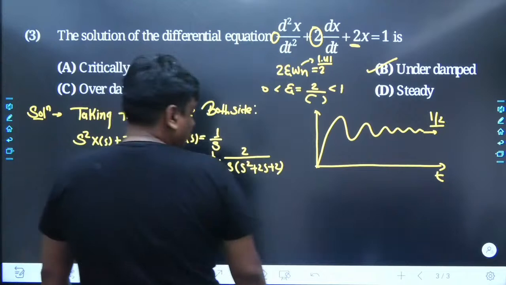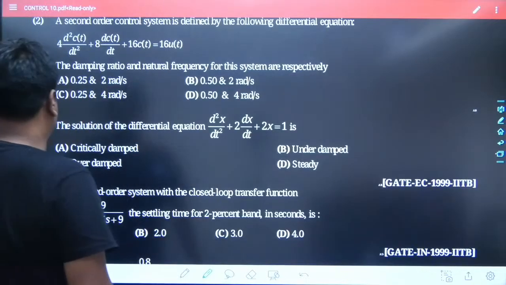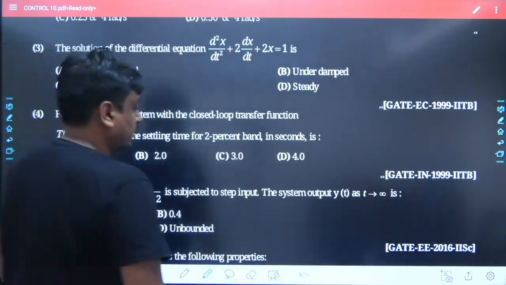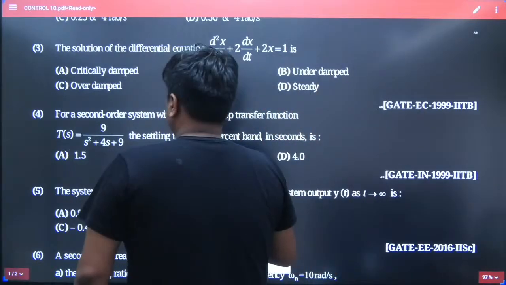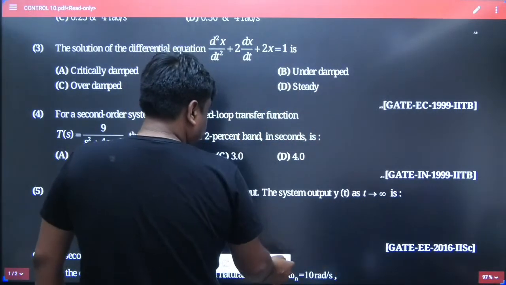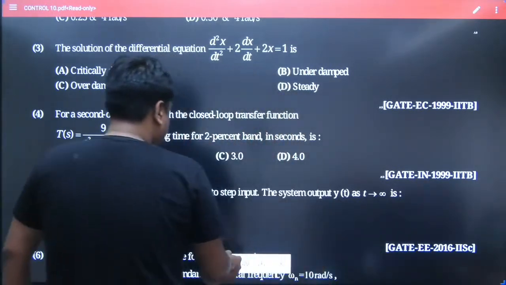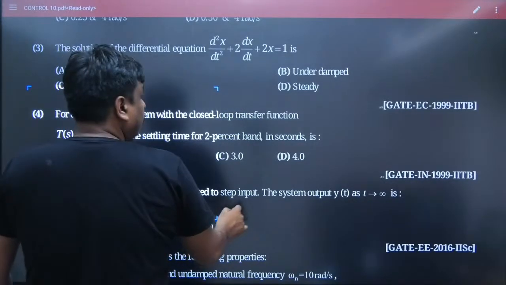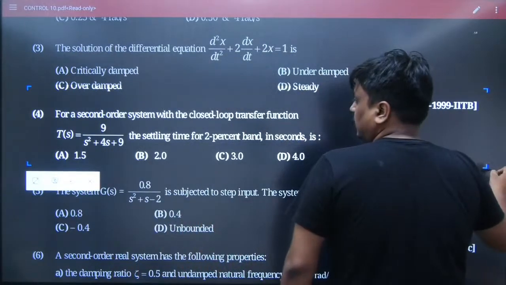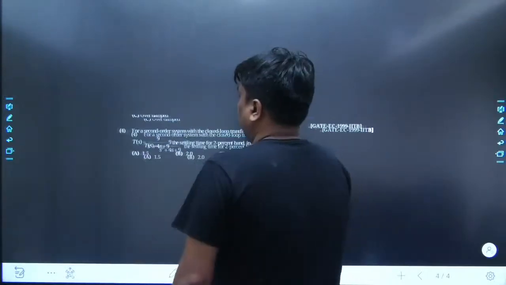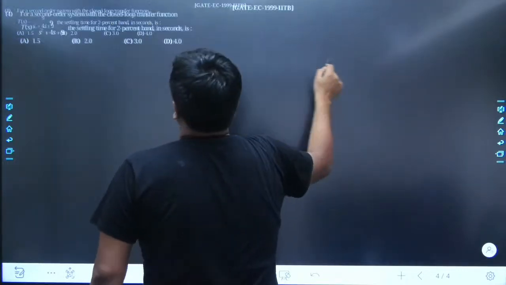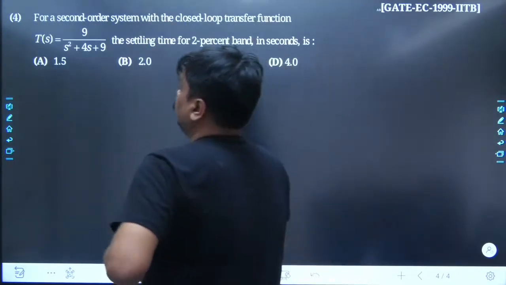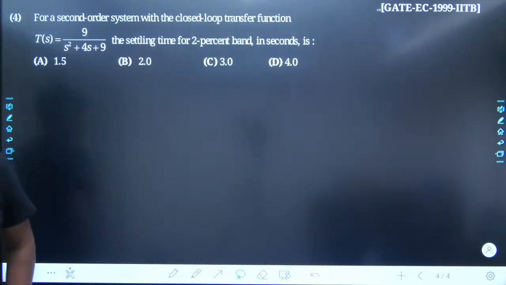So let me go forward. Here goes question number 4. Just a minute. Read this problem carefully and tell me what would be the best most answer which we would be getting for question number 4. This problem had been experienced by the electronics people in the year 1999. The problem was framed by IIT Bombay. Read the problem carefully and tell me what would be the best most answer for this given problem.